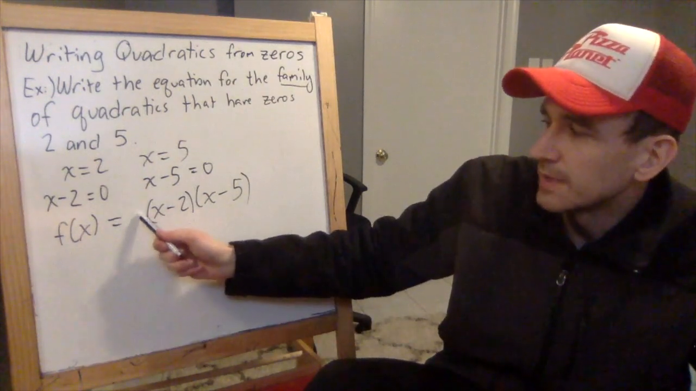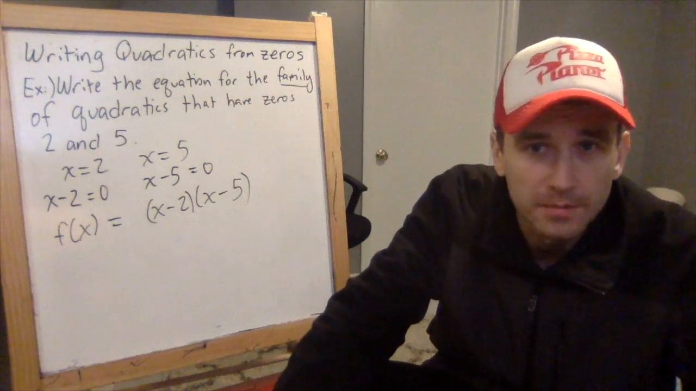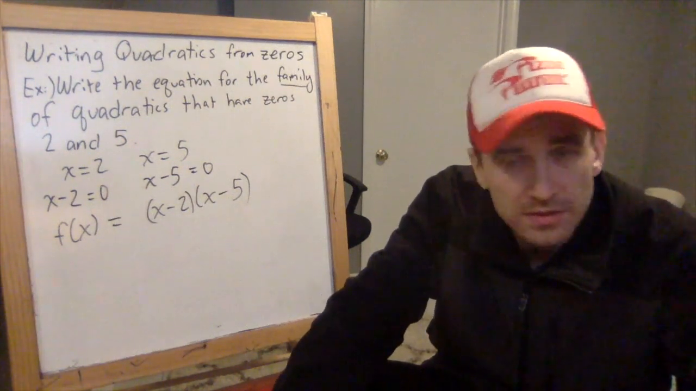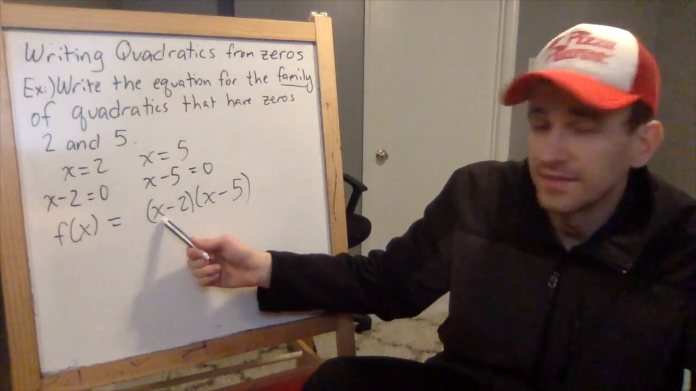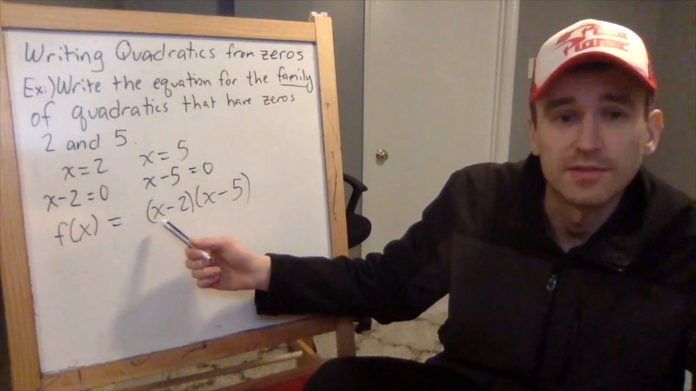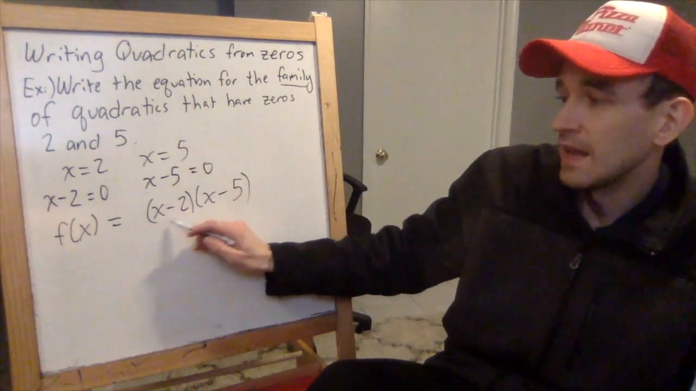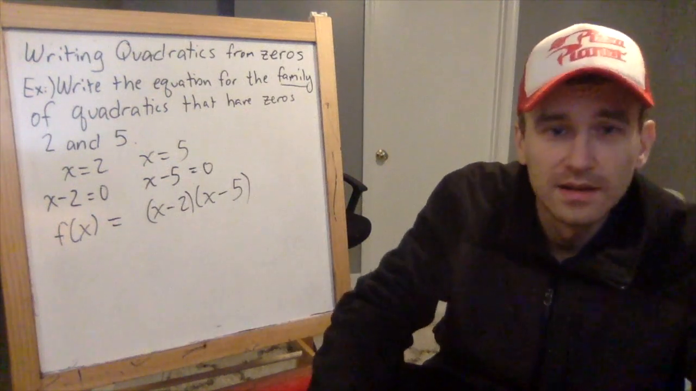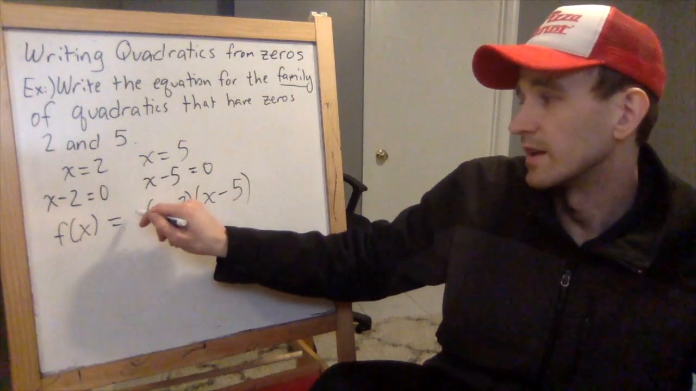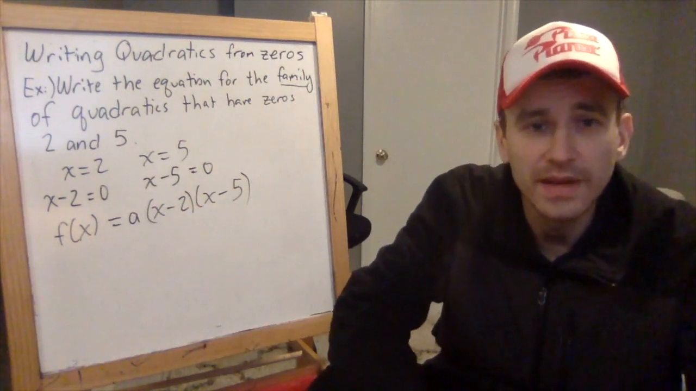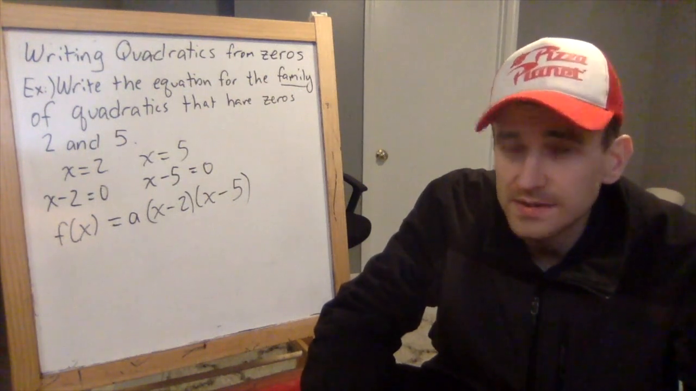And the reason this question says the family of quadratics that have zeros 2 and 5 is that we can multiply anything. We multiply this equation by 2, by 5, by 10, by a billion, by 0.0000212. And we'll still have the same zeros of 2 and 5 because we'll still have the factors x minus 2 and x minus 5. So this is a quadratic that has zeros x equals 2 and 5. The family, it's the same thing. You just write something times those things, and typically we use a in this context.